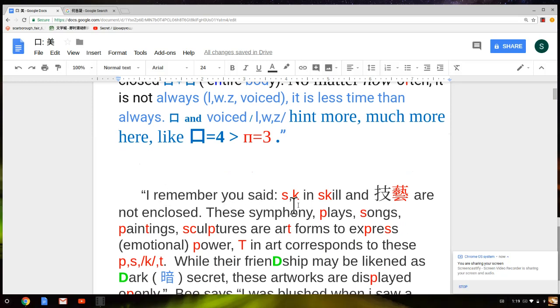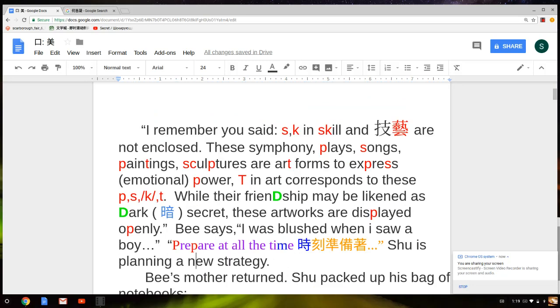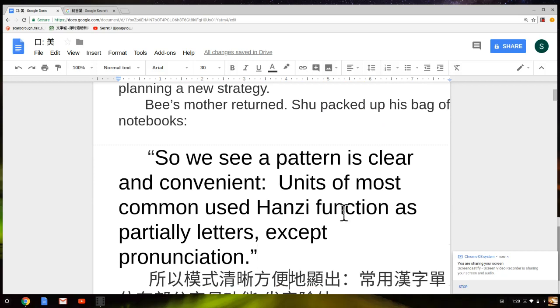B says, I remember you said SK in skill and GE are not enclosed. This symphony, plays, songs, paintings, sculptures are art forms to express emotional power. T in art corresponds to this PSKT. Well, their friendship may be likened as dark secret. These artworks are displayed openly, B says. Prepare on all the time. So we see a pattern is clear and convenient. Units of most common use Hanzi function as partial letters, except the pronunciation.